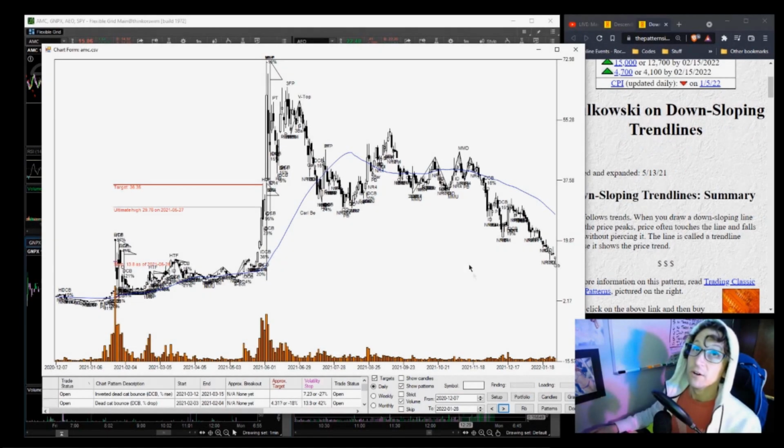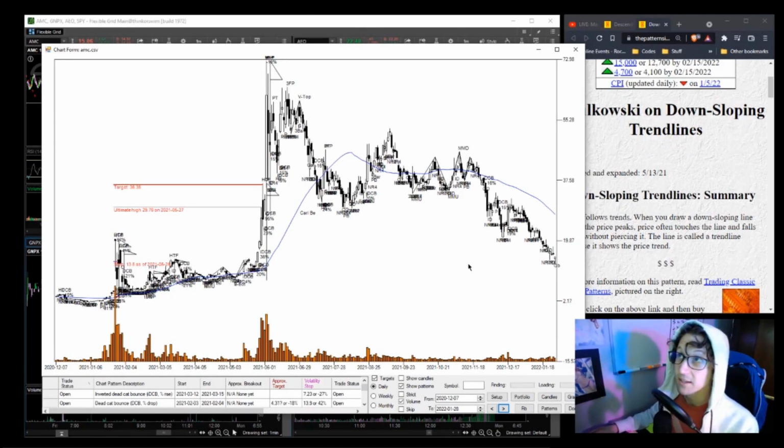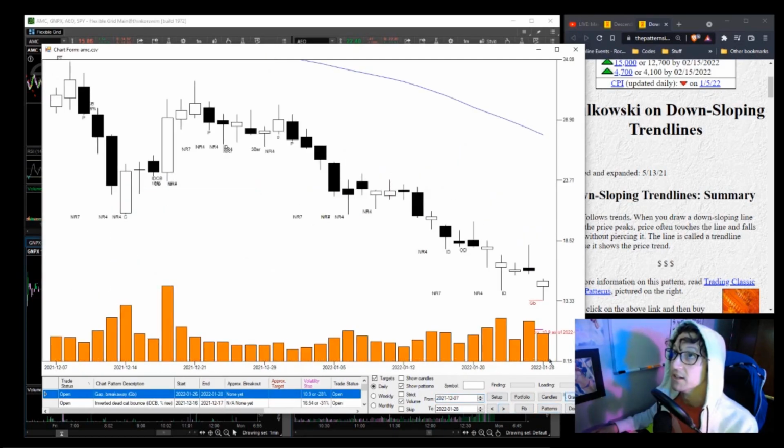So okay, here's AMC. Yeah, there's a lot of price action here. This is a much larger time frame than I want to look at. We'll bring it up and go from December of last year. All right, here we go.